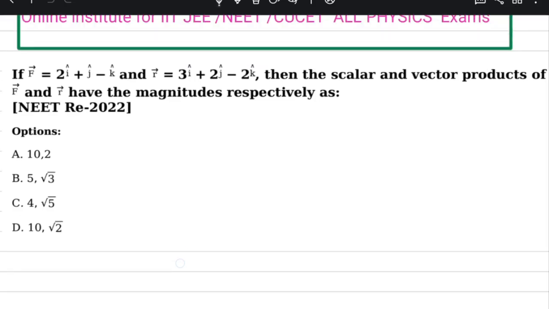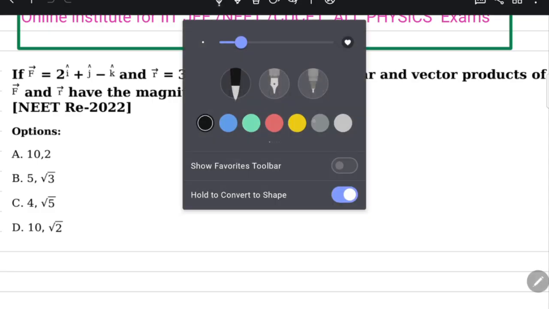Now this is the next question. In this question, F vector and R vector are given, and they are asking for the scalar and vector product of F and R, their magnitudes. They're asking scalar product. So you know what scalar product is?